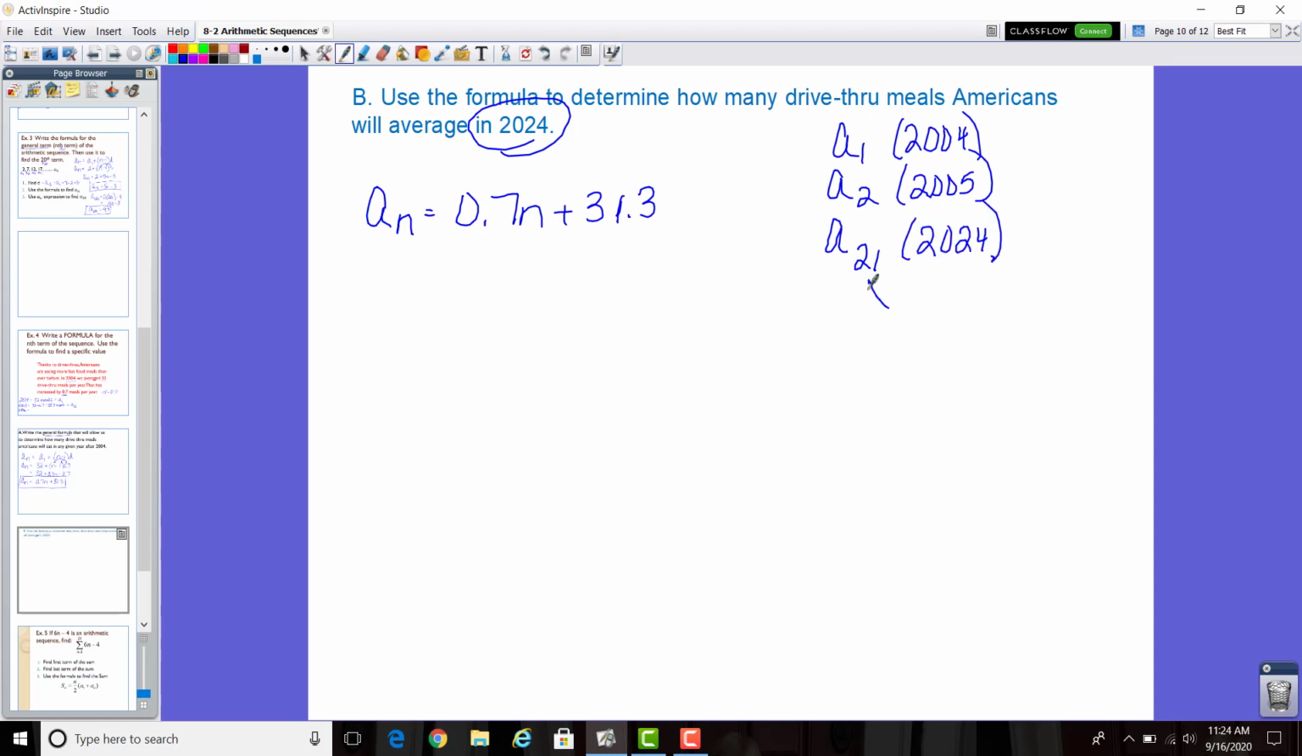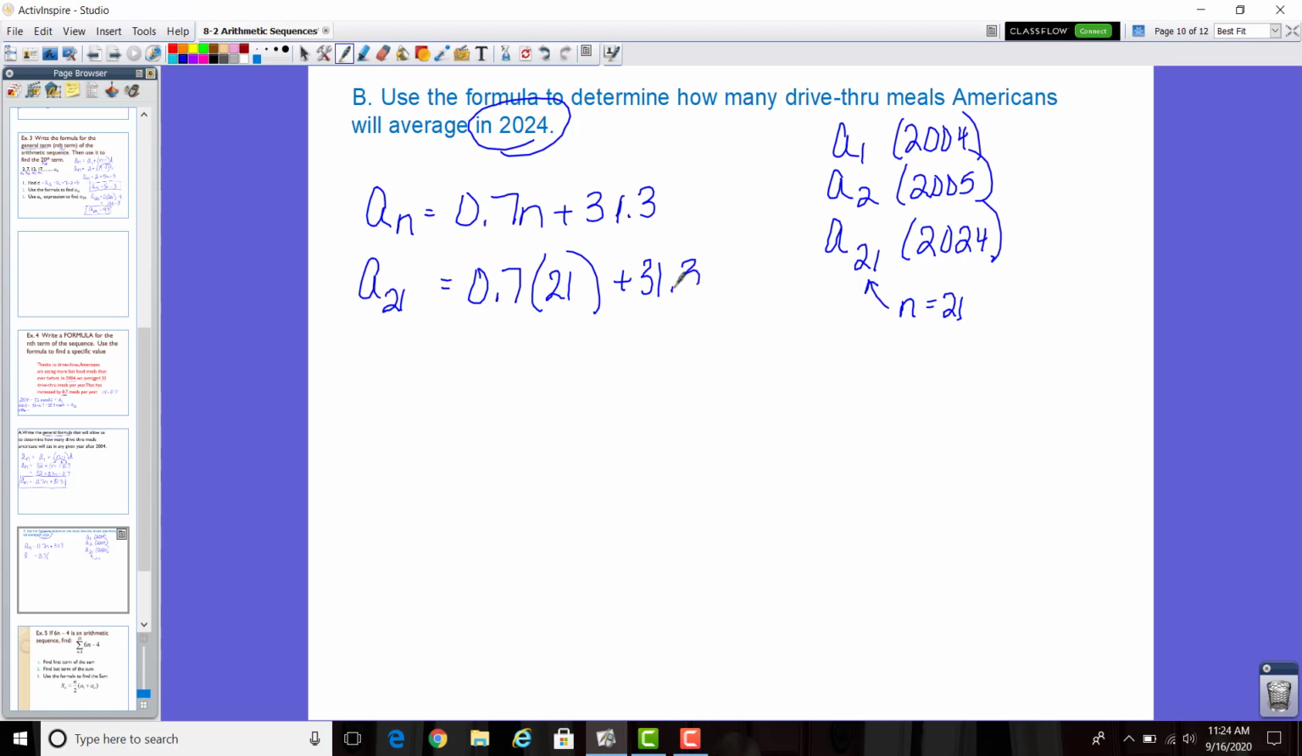That means n in this example has to be 24. We are trying to figure out how many meals we will eat in the 24th year of this study. Sorry, that's 21, excuse me. N is 21, not 24. Caught my mistake. N is 21. So we're looking for the 21st year this study was done.